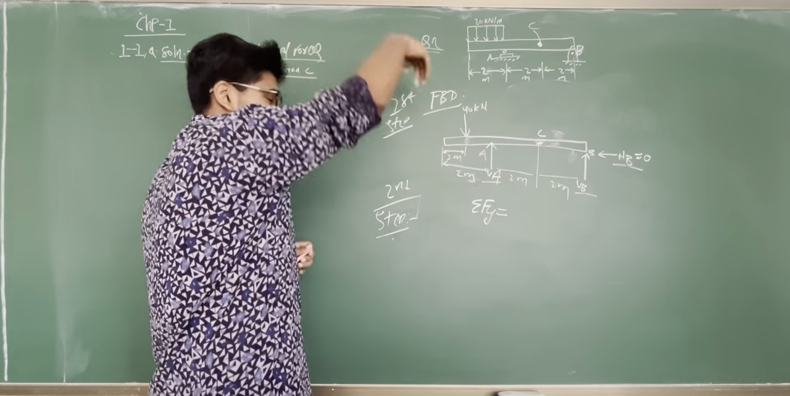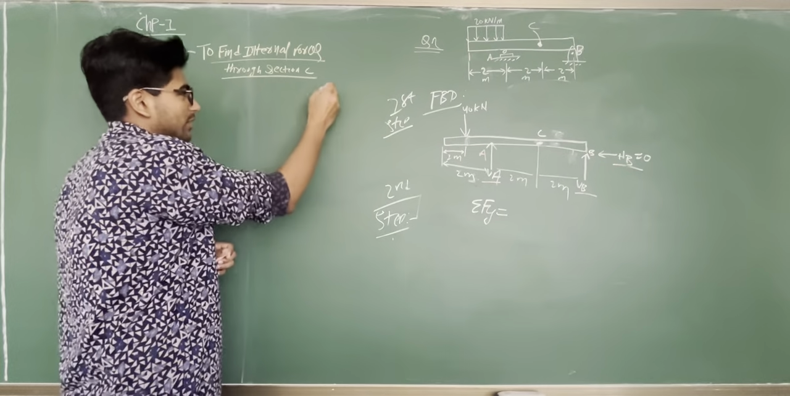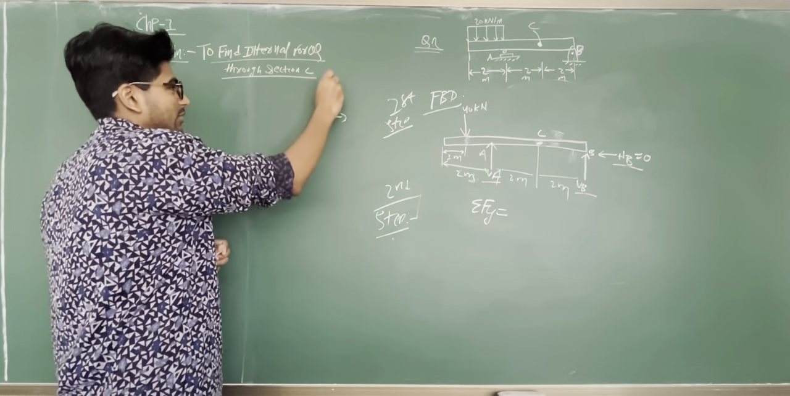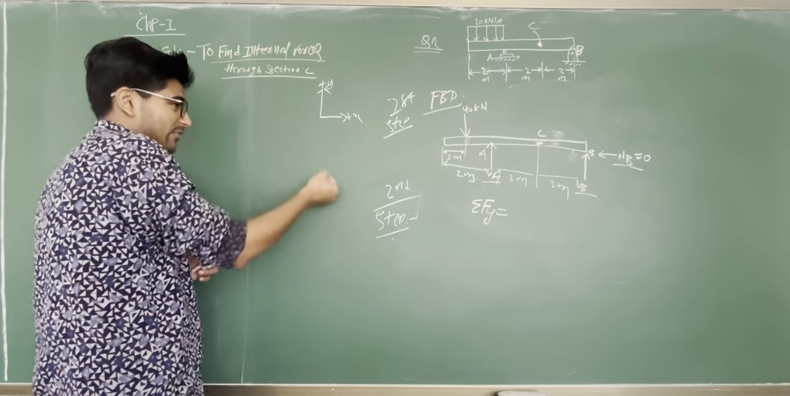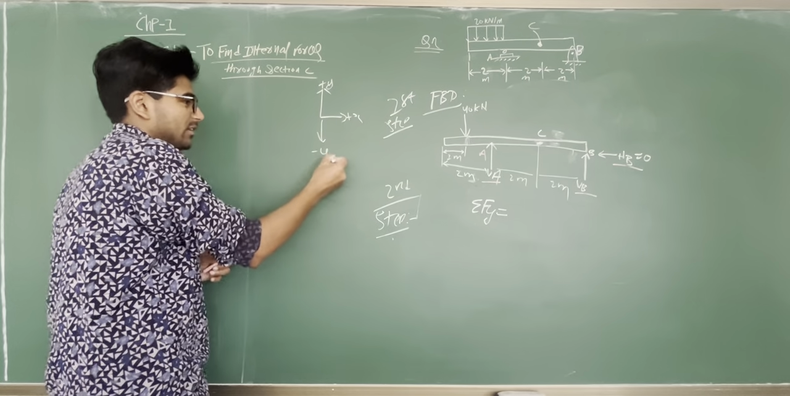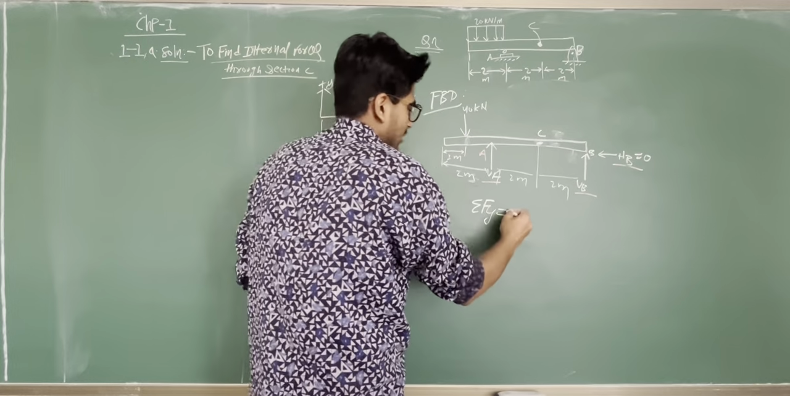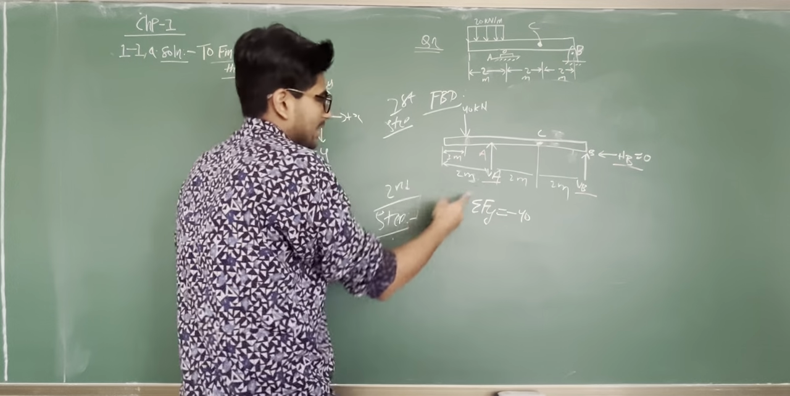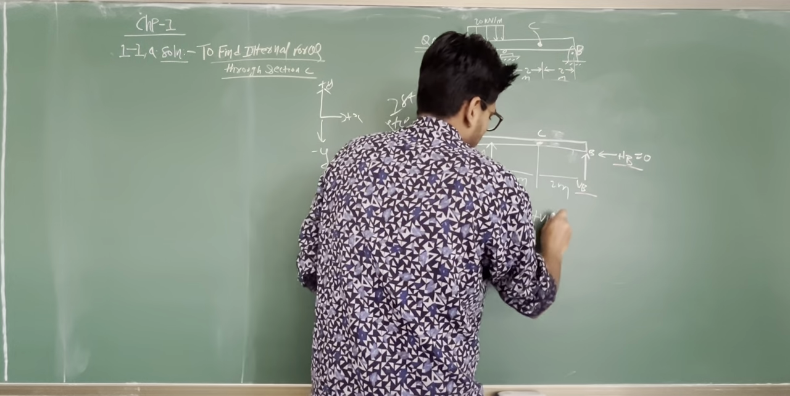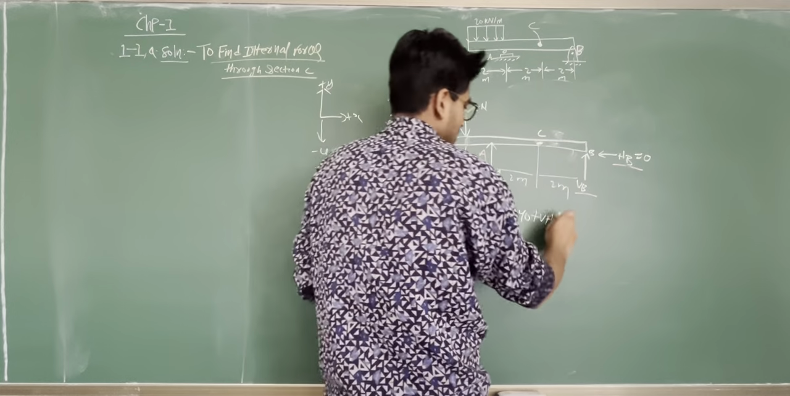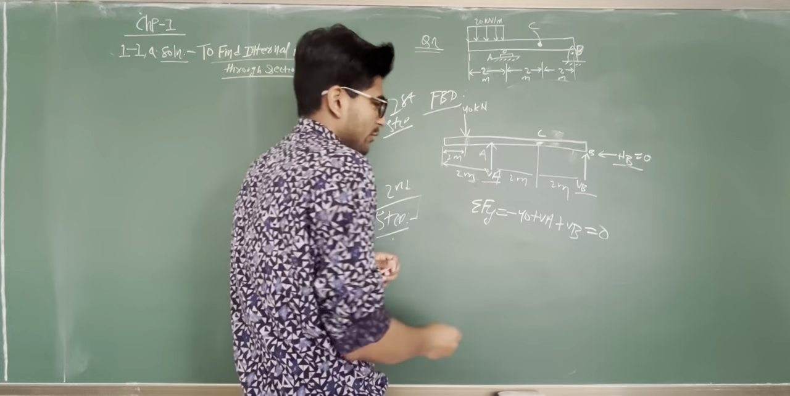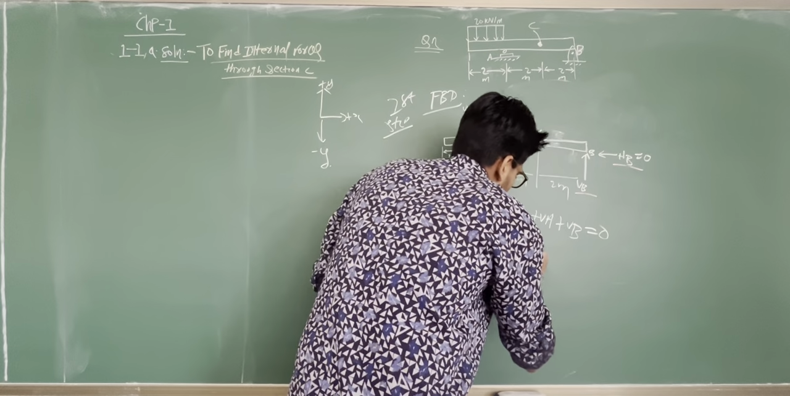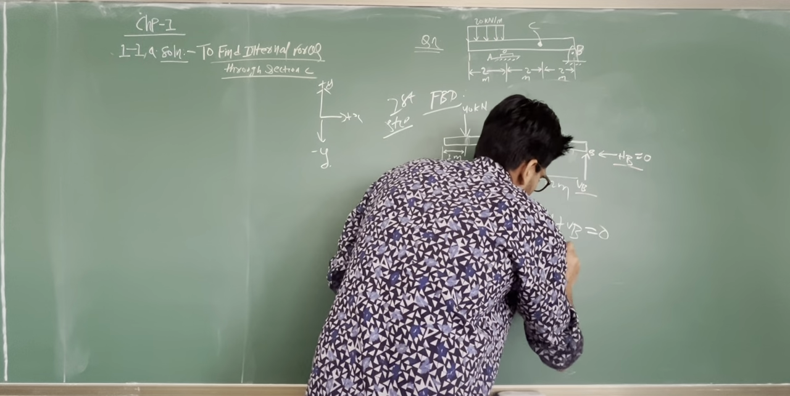Since on the coordinate system, like I told you, if this is plus y, the upward direction, then if it's going down, this is minus y, right? So for the 14 kilonewton load, this is minus 14. This is plus VA, right? And this is also plus, that is VB. Equals to 0. We got the equation: VA plus VB equals to 0.